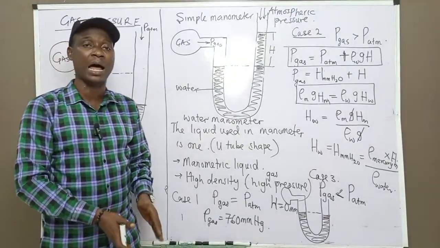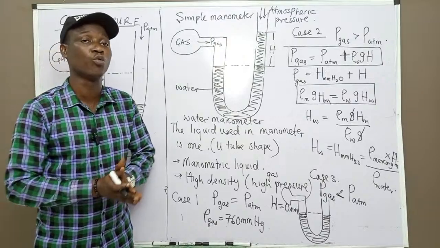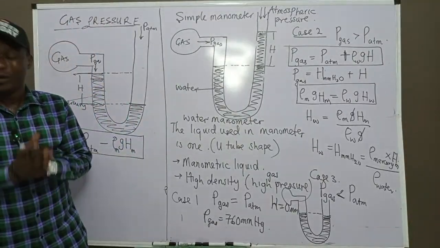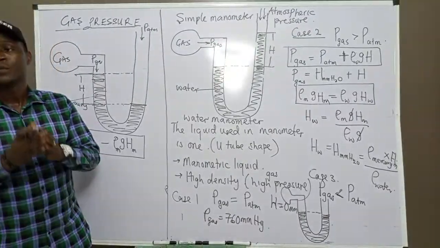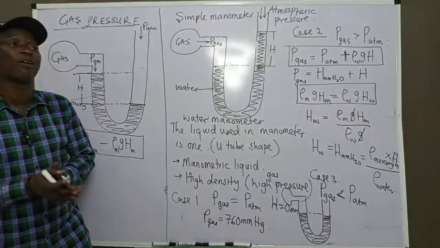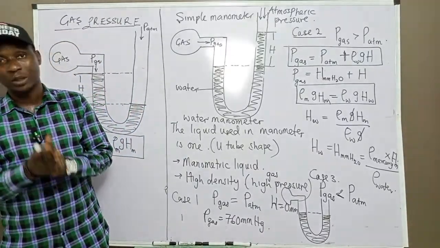If we use water, we call it water manometer. If you are using mercury, we call it what? Mercury manometer. And the liquid that we use will decide the kind of manometer we are going to use. Most importantly, what we use to select our manometer is the pressure and the density. We must ensure the density is low.